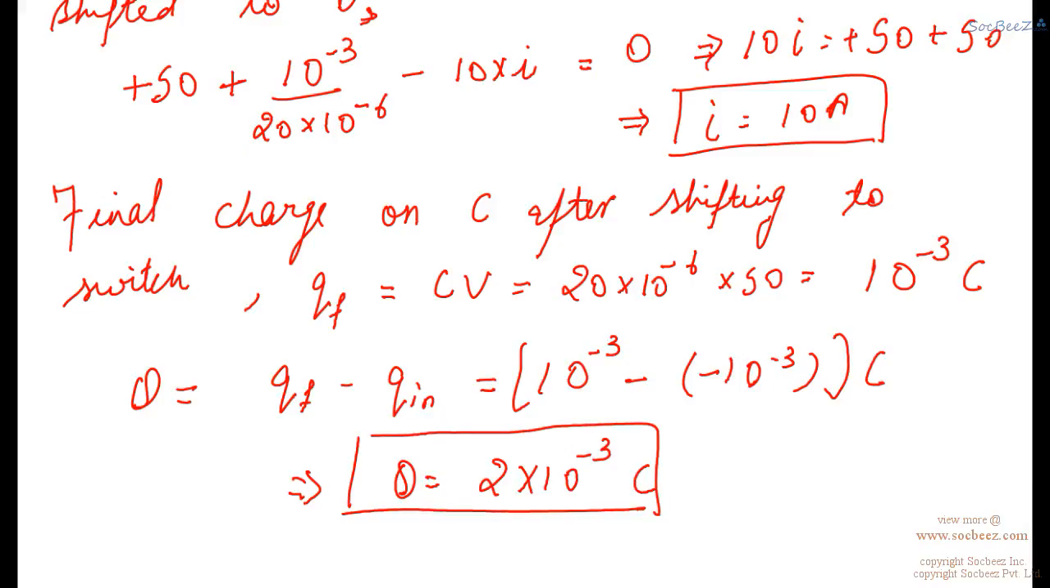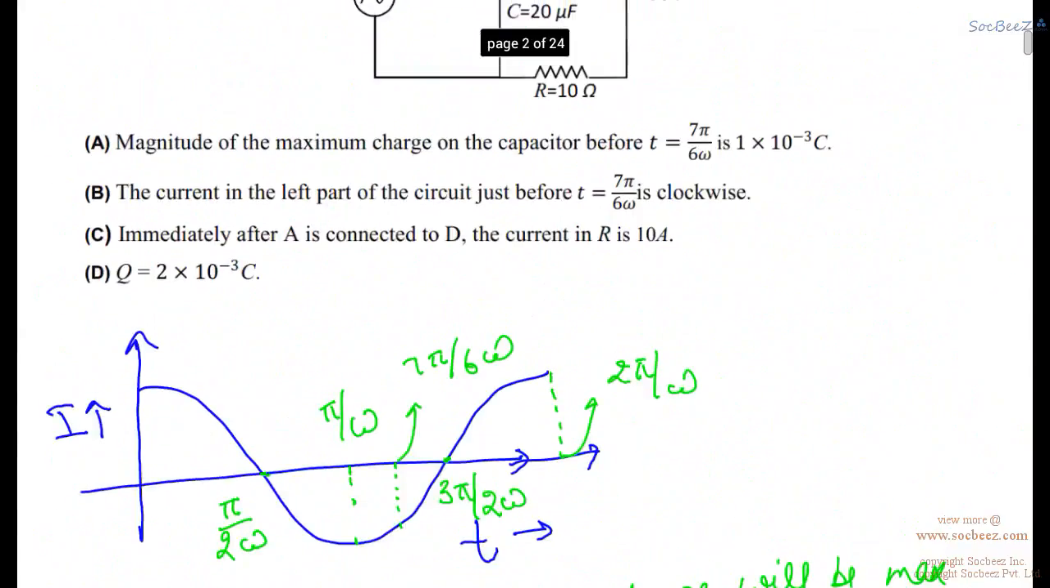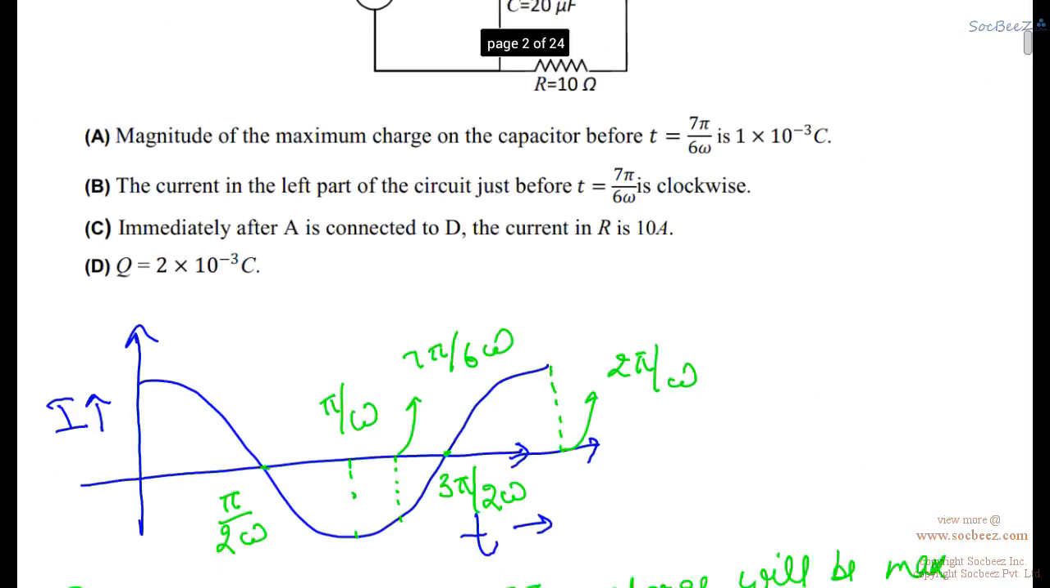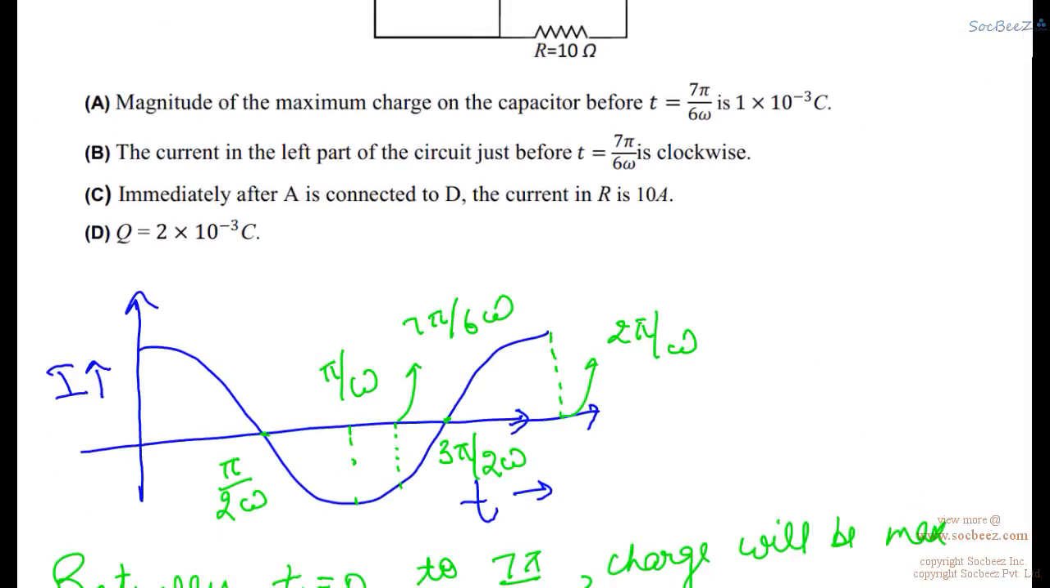Okay, so here if we look at the options, the first option is incorrect. Magnitude of maximum charge on the capacitor is 2 into 10 raised to the power minus 3 coulomb. The current in the left part of the circuit just before t equals 7 pi by 6 omega is anti-clockwise. Therefore option A and B are incorrect. Now option C is correct.